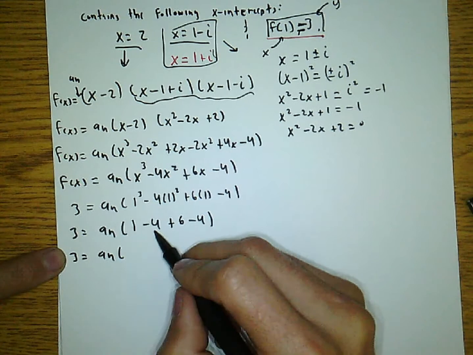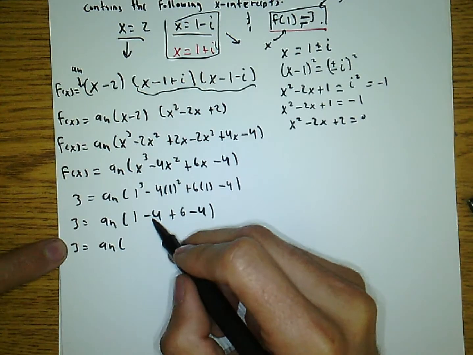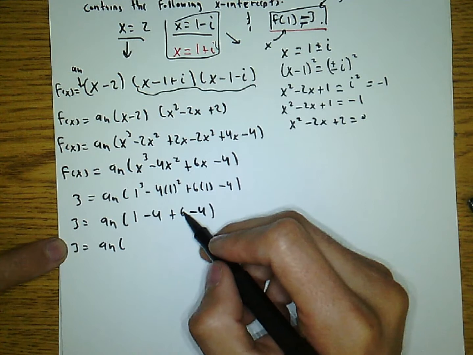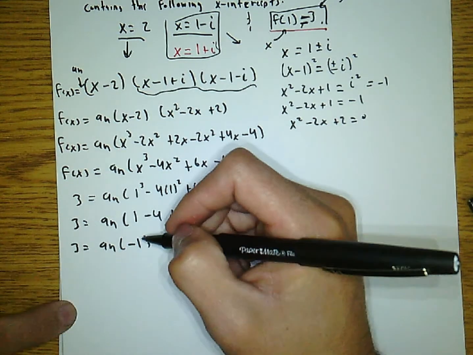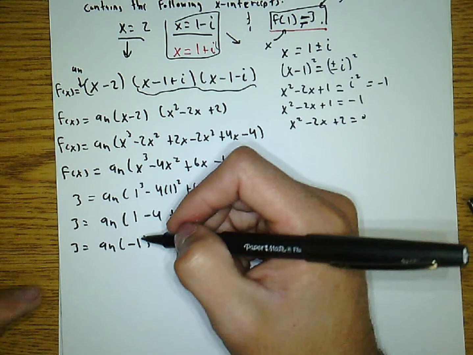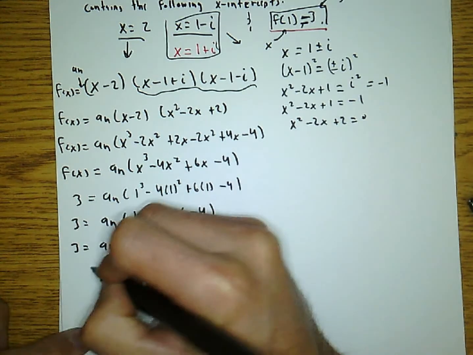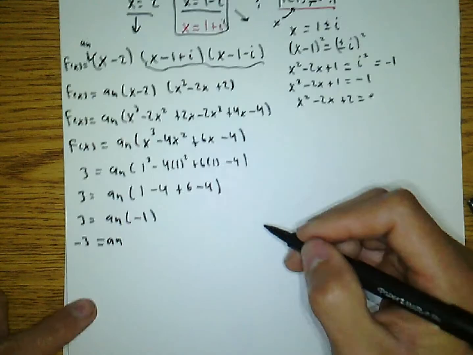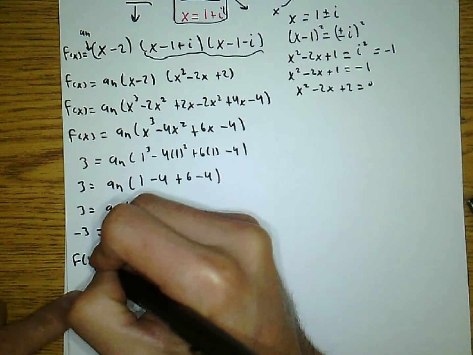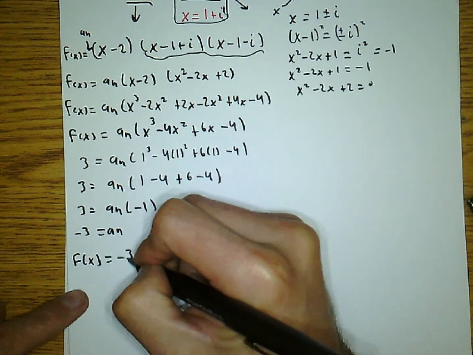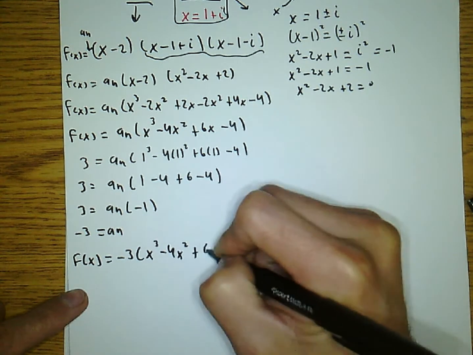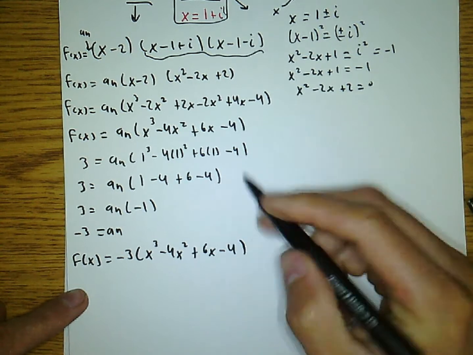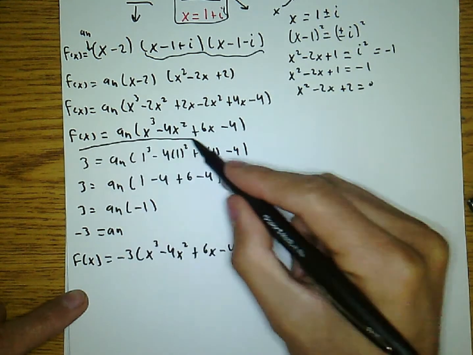All right, so we have 1 minus 4. It's going to give me a negative 3. Plus 6, that's going to give me a positive 3. Minus 4 is going to give me a negative 1. Which then means that a sub n is going to equal negative 3. So now I can go back and write it. f of x is equal to negative 3, and then you have x to the third minus 4x squared plus 6x minus 4. That's from this statement right here.